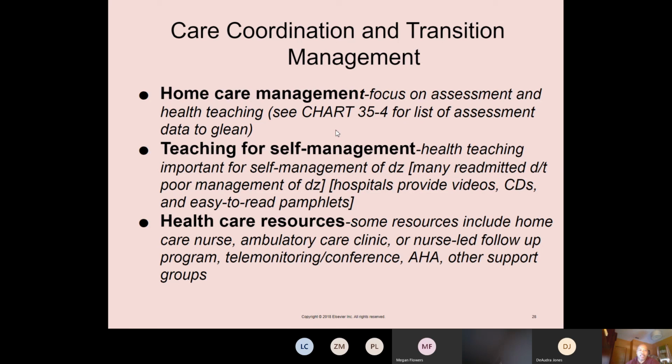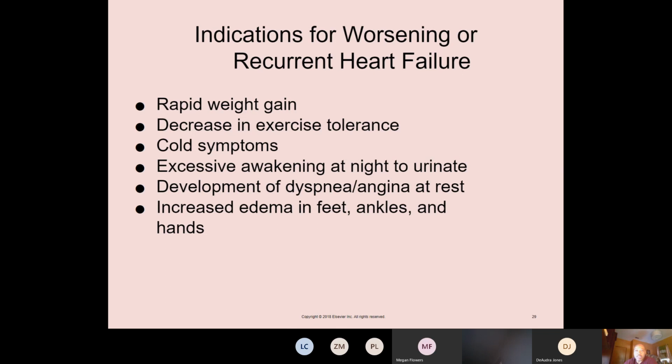Then I want you to look at your care coordination and transition management. You must look at this information as well. There's some health teaching, see chart 35-4 for a list of assessment data that you need to glean from this patient. We talk about worsening heart failure, increased weight gain, decreased activity tolerance, cold symptoms, and so forth. So just take a look at that.